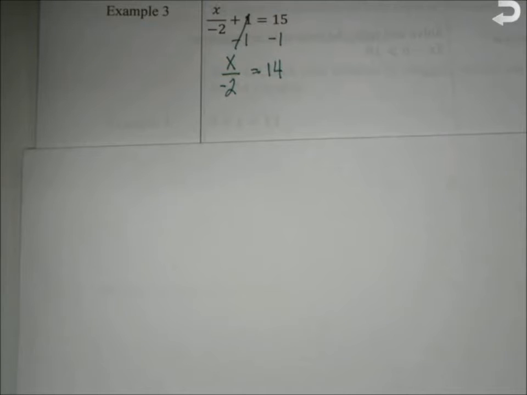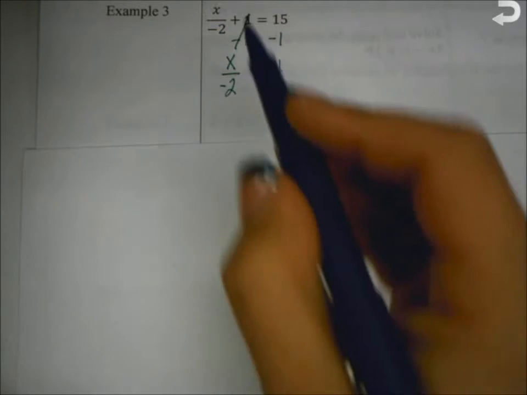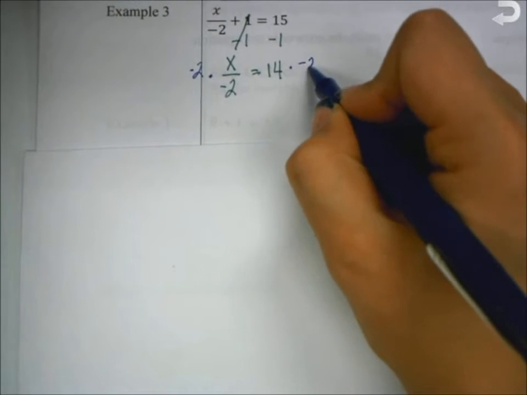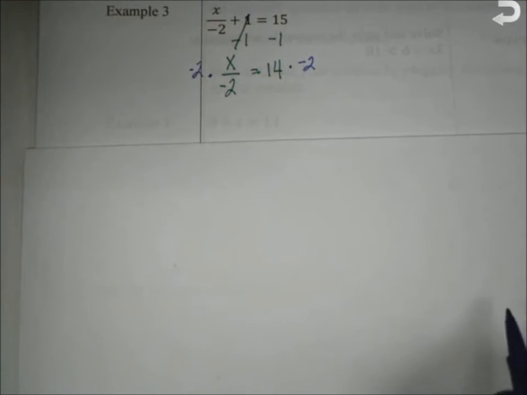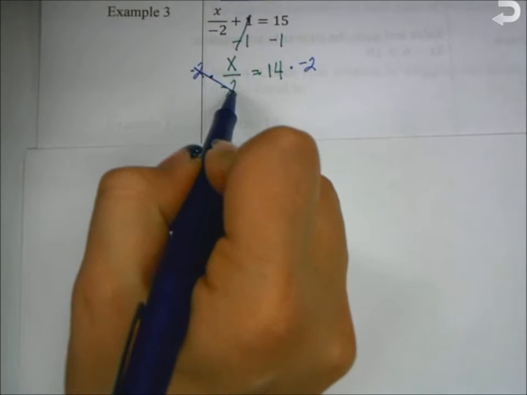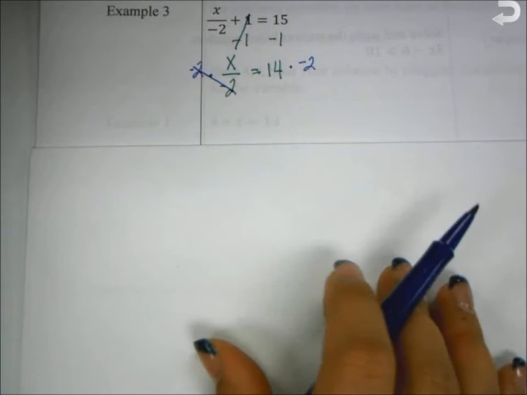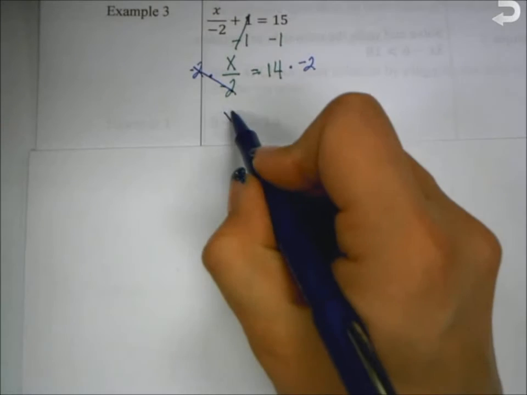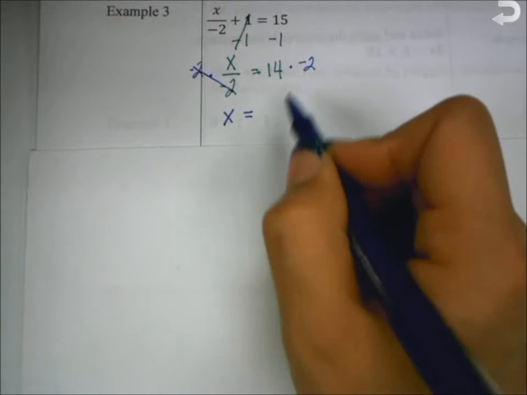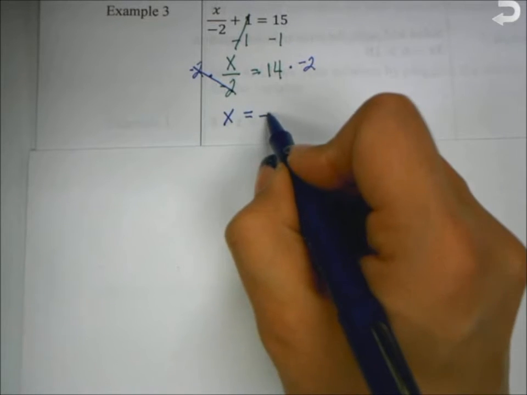So what is my next step? Who can tell me? Exactly. I multiply both sides by -2. So let's multiply by -2. -2 divided by -2 is? 1. So we get x equals -14 times -2, which is -28.